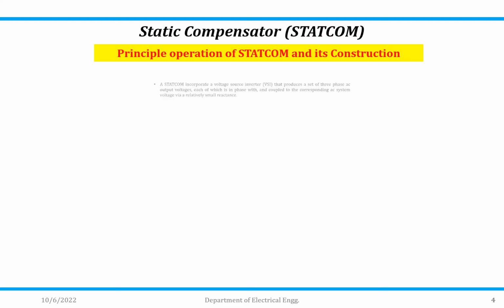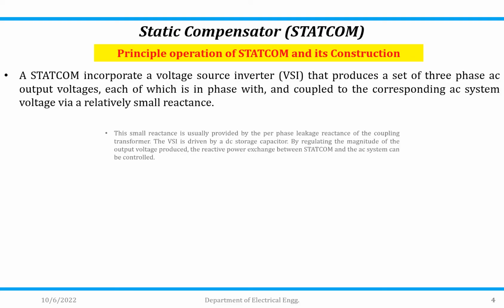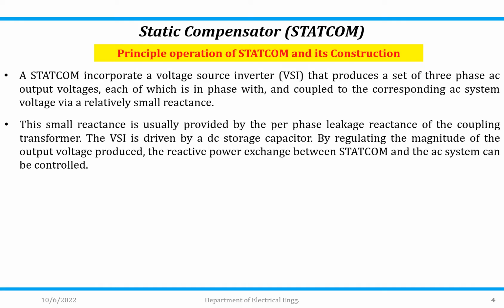Now let's discuss the principle of operation of a STATCOM and its construction. A STATCOM incorporates a voltage source inverter, also called a DC to AC converter, which produces a set of three-phase AC output voltages, each of which is in phase with and coupled to the corresponding AC system voltage via a relatively small reactance, denoted by Xt. This small reactance is usually provided by the per phase leakage reactance of a coupling transformer. The VSI is driven by a DC storage capacitor.